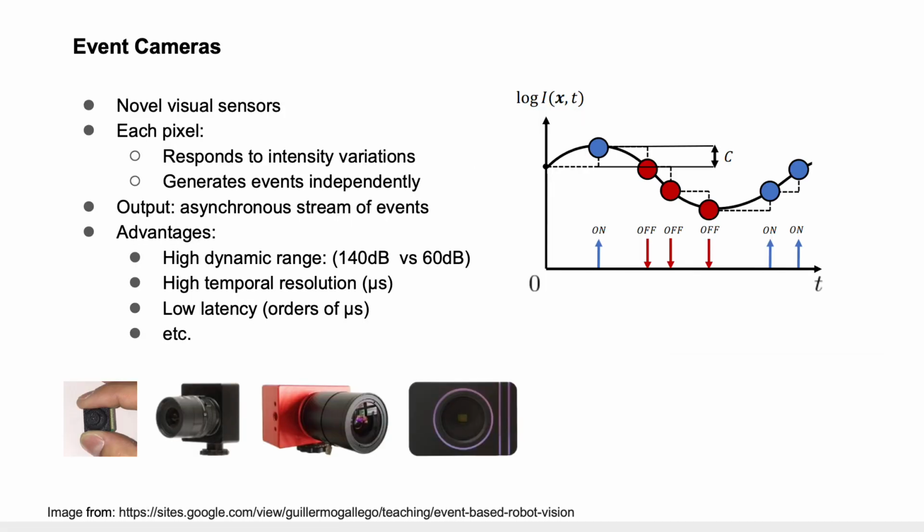Event cameras are bio-inspired vision sensors that output pixel-level brightness changes instead of standard intensity frames. They offer notable benefits compared to standard cameras, including high dynamic range, minimal motion blur, and low latency.